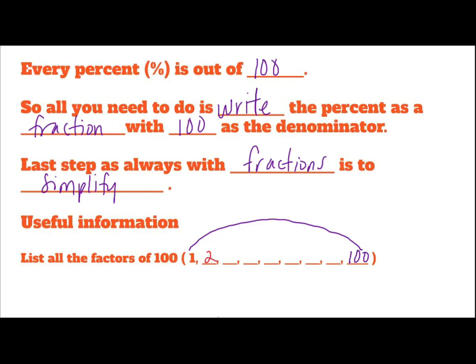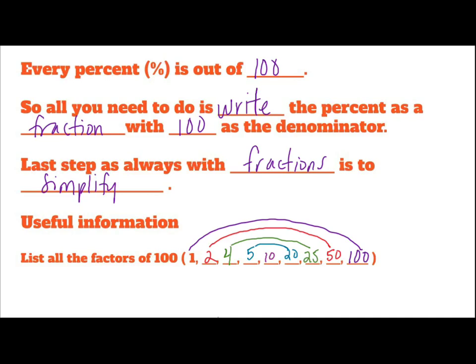So then let's talk about 2. 2 times 50 would be 100. And let's talk about 4. 4 times 25 would be 100. And let's talk about 5. What times 5 is going to be 100? Well, that would be 20. And then lastly, we do have one number that we can multiply by itself that will give us 100, and that would be 10. 10 times 10 is 100.